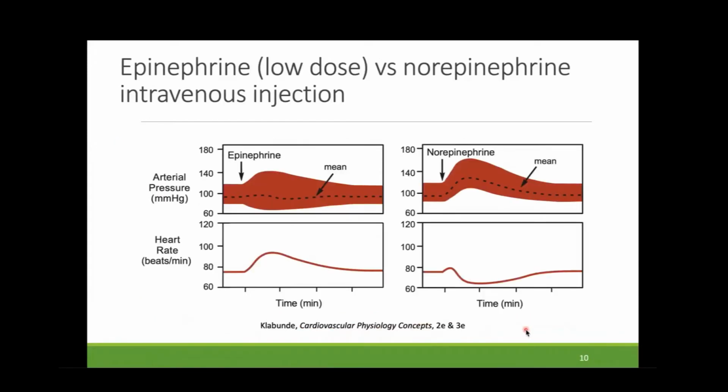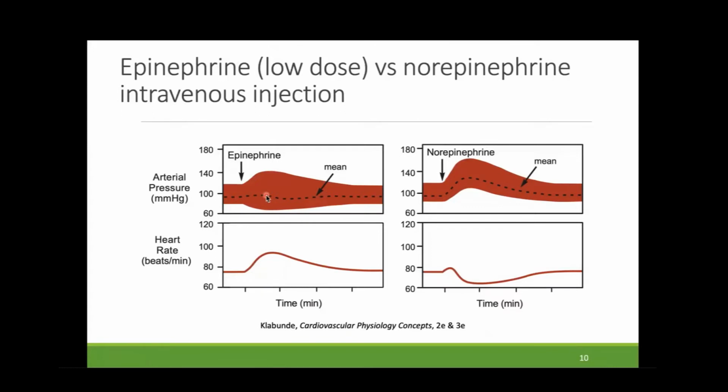Well, let's see what happens if we inject a low dose of epinephrine into the body versus norepinephrine. If we inject a low dose of epinephrine into the body at this point, now this is arterial pressure, systolic pressure here, diastolic here. We will notice that the mean pressure really doesn't change very much, although we get an increase in systolic and a decrease in diastolic. This is primarily due to the fact that we get a large increase in stroke volume in response to the epinephrine. But we don't get much of a change in mean arterial pressure.